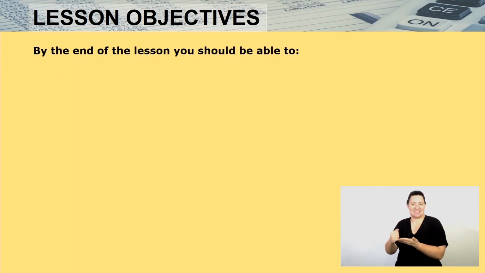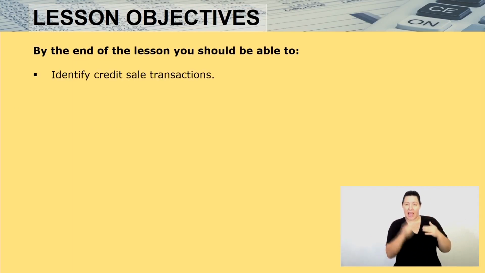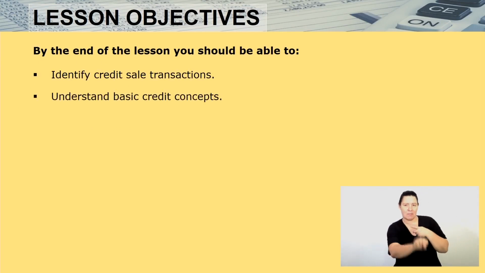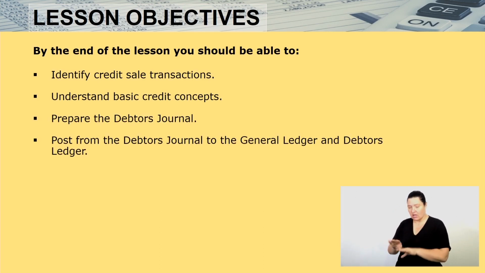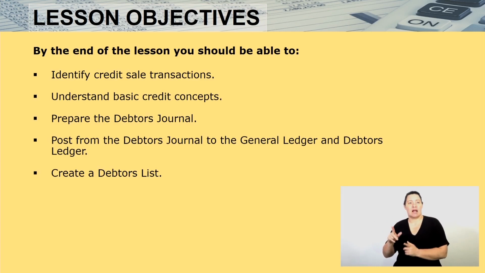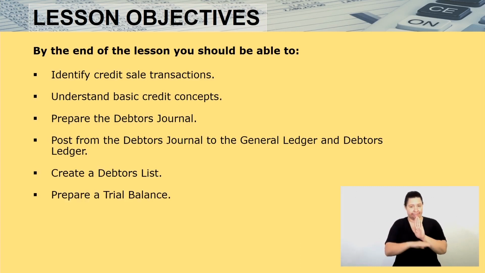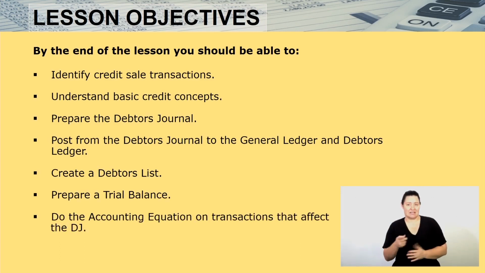My objectives for today are as follows. By the end of the lesson, you should be able to identify credit sales transactions, understand basic credit concepts, prepare the debtors journal, post from the debtors journal to the general ledger and to the debtors ledger as well, create a debtors list, prepare a trial balance, and do the accounting equation. So stay tuned, because today's class is going to be an exciting class.